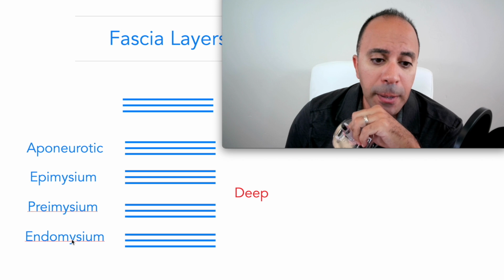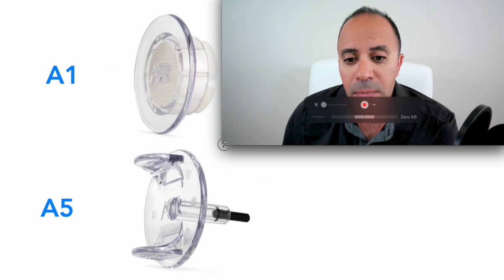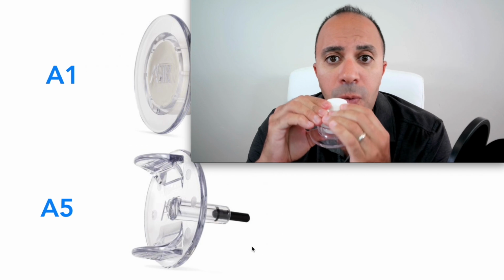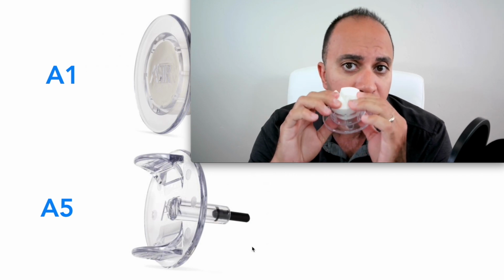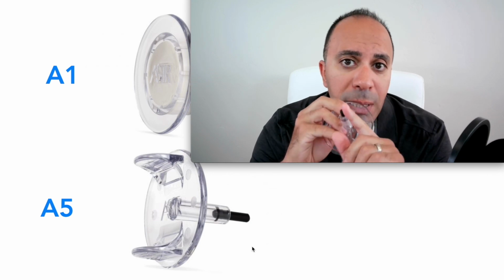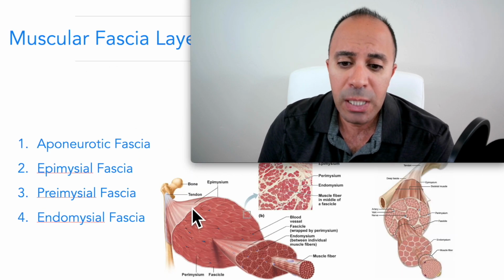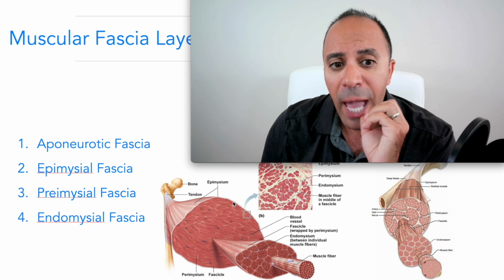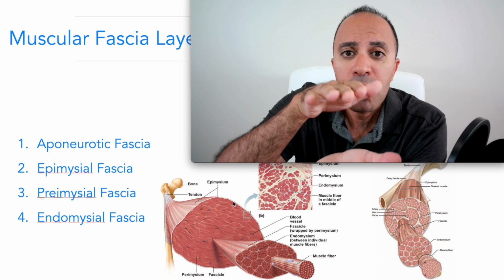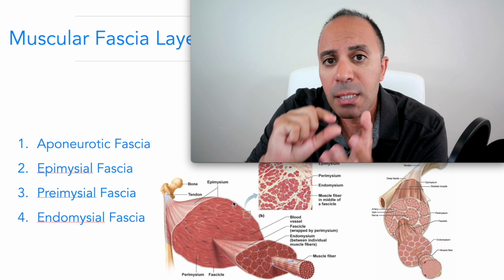So what I personally use to release the fascia system, I use the A1 to release the superficial and aponeurotic fascia, and I use the A5 to release the epimysium, perimysium, and endomysium. As I mentioned to you, you have to really release all these layers, because when you have scar tissue, when you have adhesion, when you have inflammation, usually those layers are stuck together. You're losing a lot of elasticity, and those tissues get stuck together.